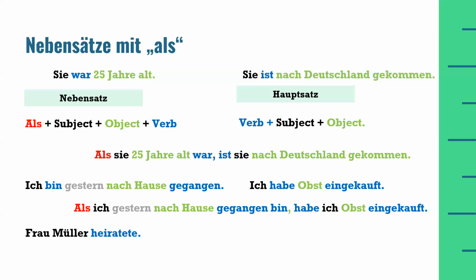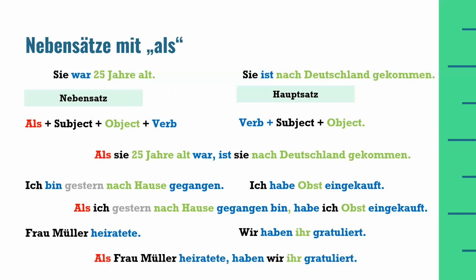Next example, Frau Müller heiratete. Frau Müller got married. Wir haben ihr gratuliert. We have congratulated her. This event of getting married happened only once in past, and we can use here als conjugation. Als Frau Müller heiratete, haben wir ihr gratuliert.